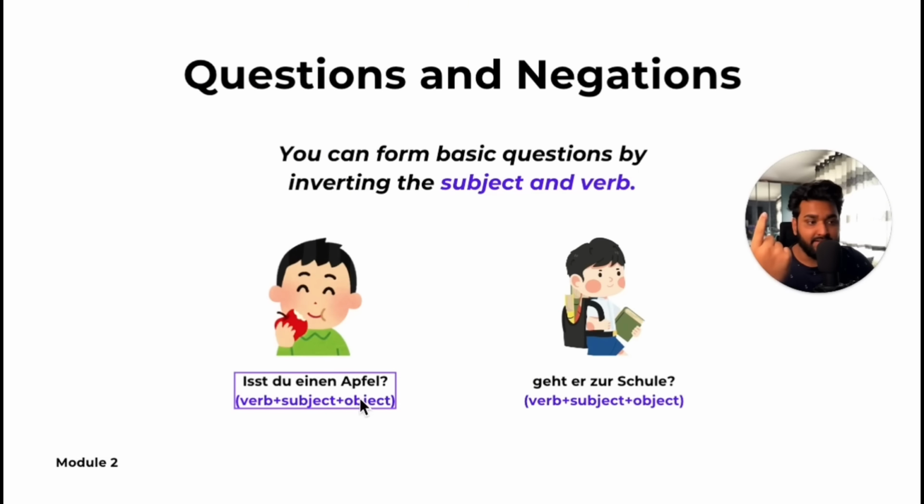Let's see another example. Geht zur Schule. Normally the sentence will be Geht zur Schule. This is not a question, just a normal sentence. But if you want to transform it into a question, you just have to invert the verb and subject. The verb will come in the first place and the subject in second place. Geht zur Schule? It will then be a question. You are questioning someone. Is he going to school?